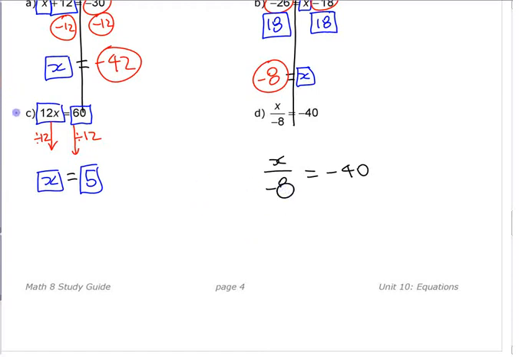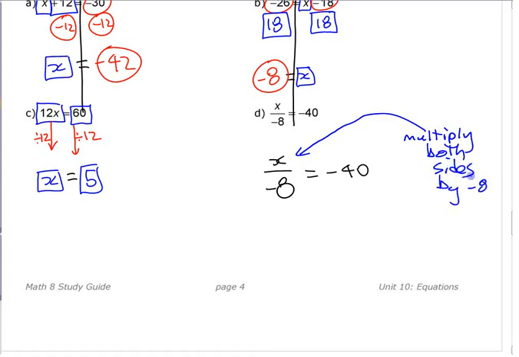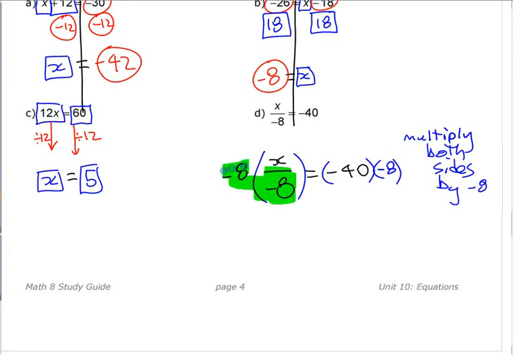What's the inverse of dividing by negative 8? Multiplying, right? You are going to multiply both sides by negative 8. If I want to show multiplying both sides by negative 8, this is all I have to do. Put some brackets and put a negative 8 beside it. That means multiplying. And this is multiplying by negative 8. What do these two operations do to each other? Dividing by negative 8, times by negative 8. What do those two things do to each other?